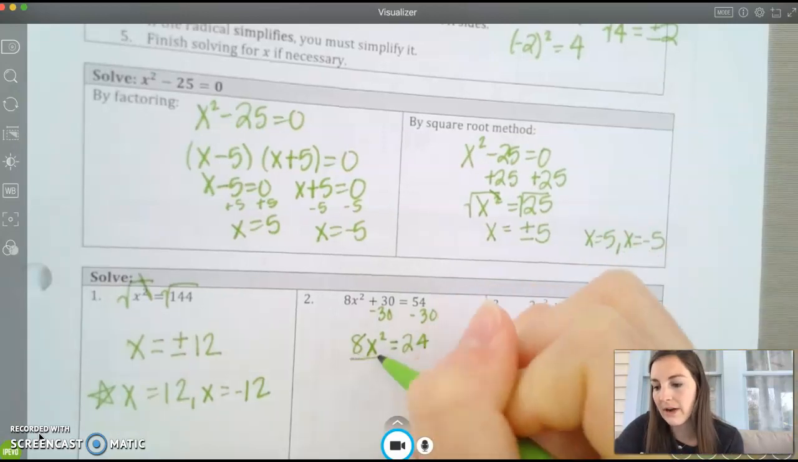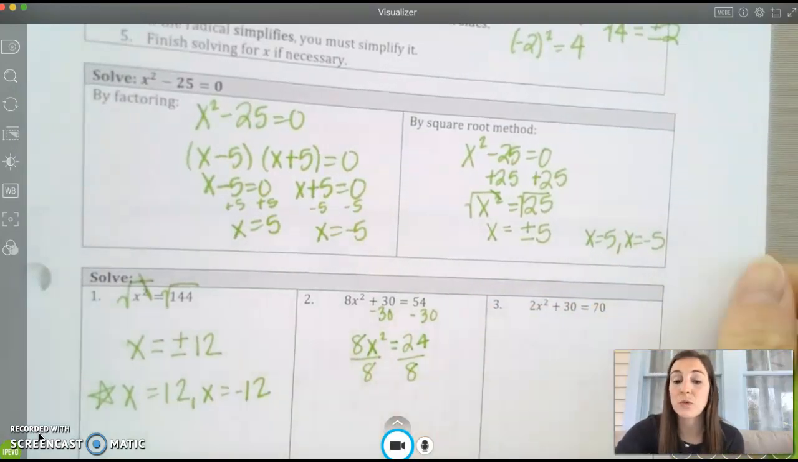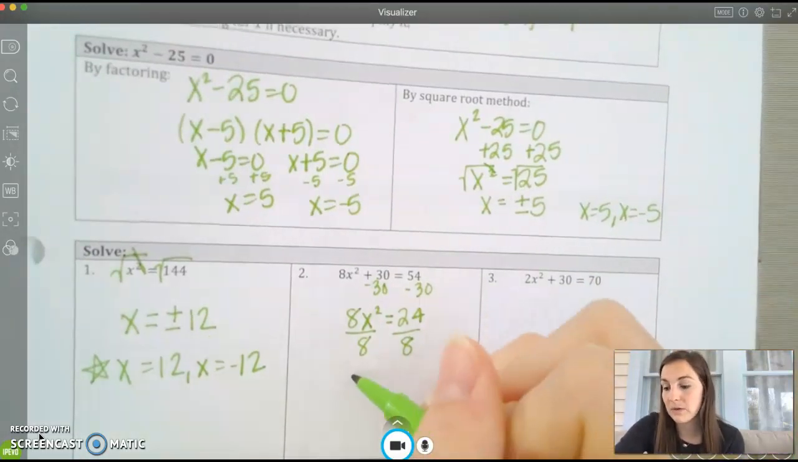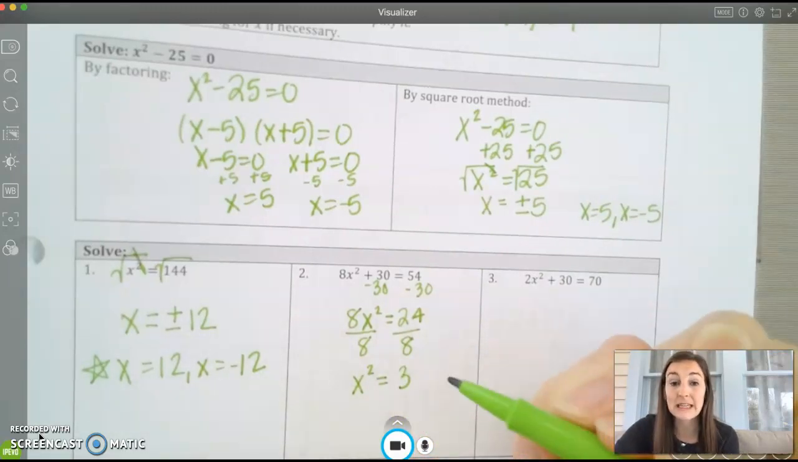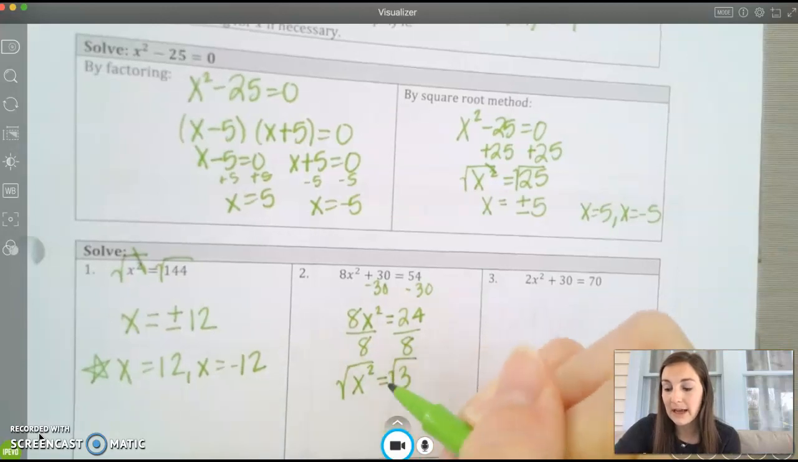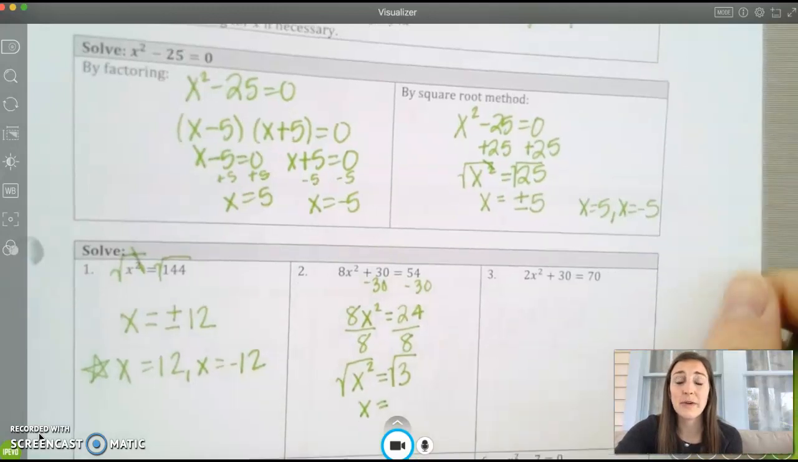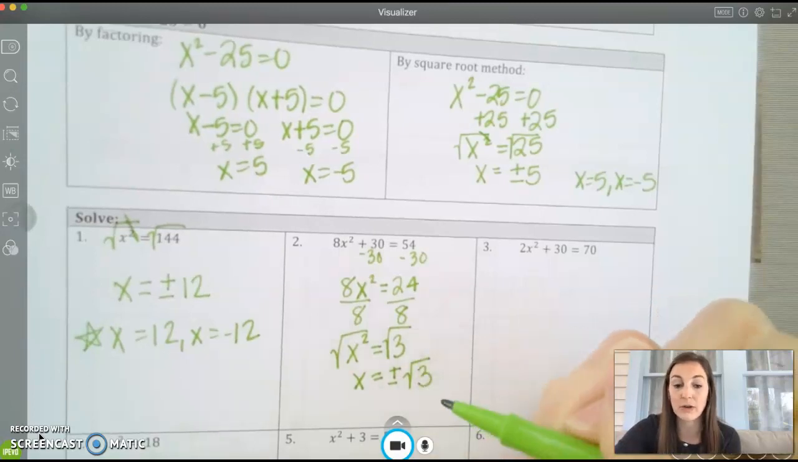Now I divide both sides by 8, and again, the square root is typically our last step. So I get x squared equals 3. So I need to take the square root of both sides to get rid of that square. And that's going to give me x equals, well, the square root of 3 can't be simplified anymore. So my final answer is plus or minus the square root of 3.